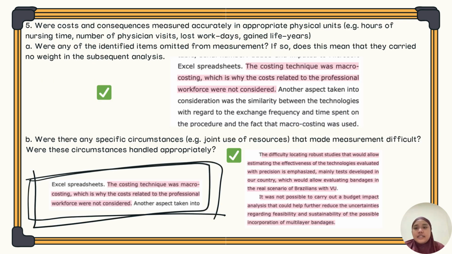Point A is yes, the costs related to the professional workforce were omitted from the summary. As you can see, that's because the costing technique was macro costing. And point B is yes, also there were difficulties in measuring effectiveness data and cost data due to lack of local Brazilian studies, which necessitated the use of secondary and non-local data.